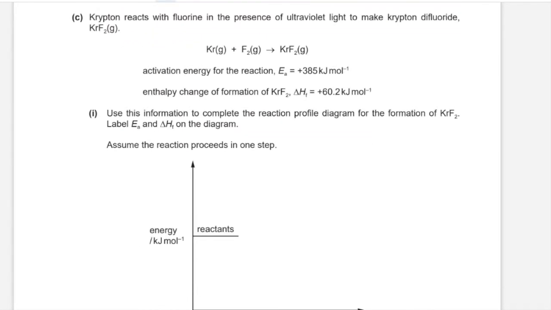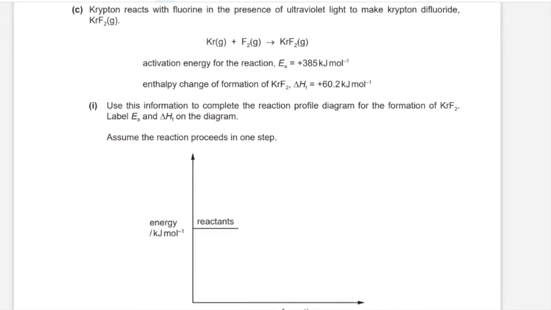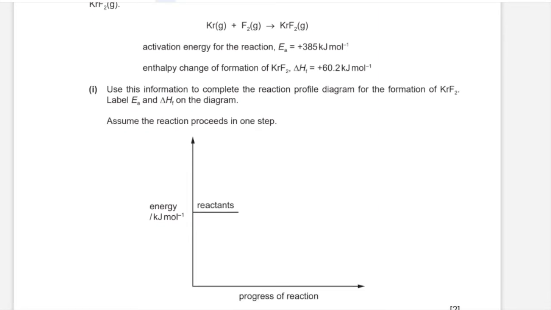Krypton reacts with fluorine in the presence of ultraviolet light to make krypton difluoride, and the activation energy as well as enthalpy change of formation of krypton fluoride is given. As you can see, the enthalpy change of formation is positive, meaning that this reaction is endothermic, and therefore the products would have energy greater than the reactants on the energy profile.